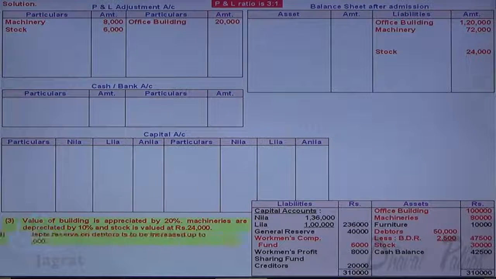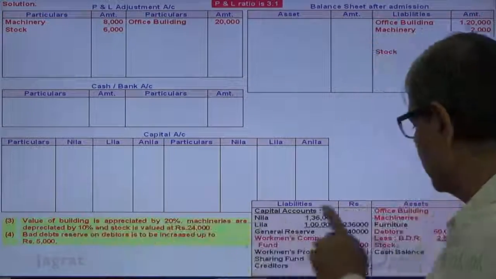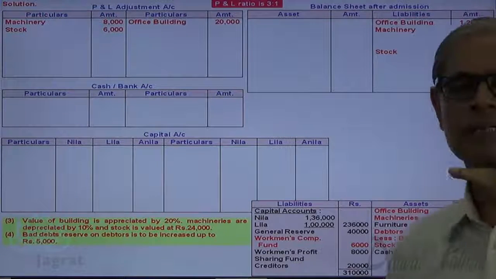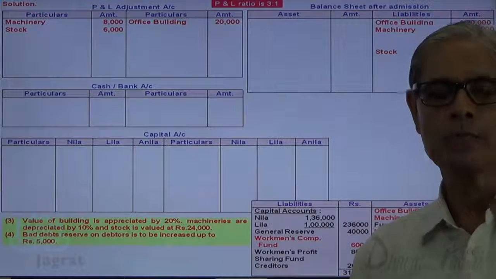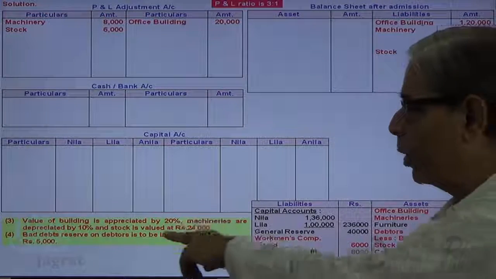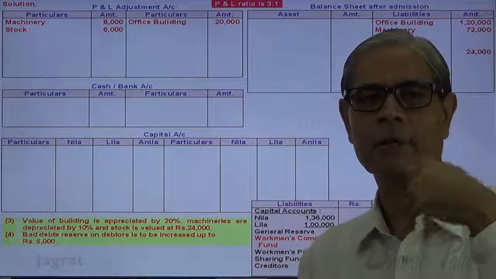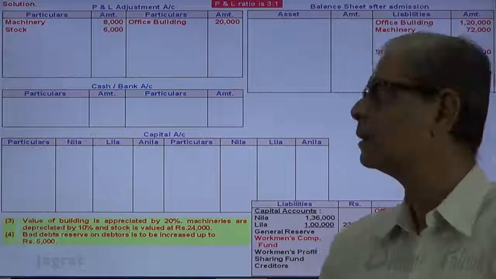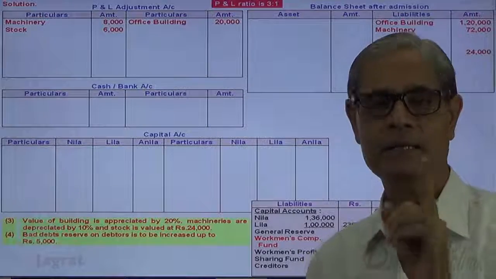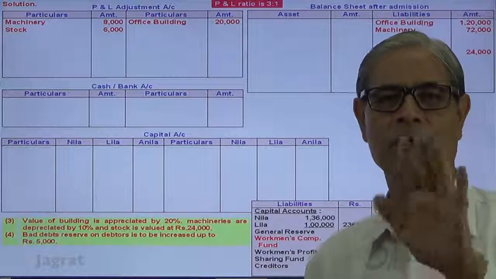Next adjustment, bad debt reserve on debtors is to be increased up to 5,000. It is already existing 2,500. So bad debt reserve, that's a provision for loss. That provision exists to the extent of 2,500. We want a provision to a level of 5,000. So we are required to increase the provision by 2,500. That gets debited to profit and loss adjustment account, and bad debt reserve that gets deducted from debtors will be 2,000 plus 2,500, 5,000.